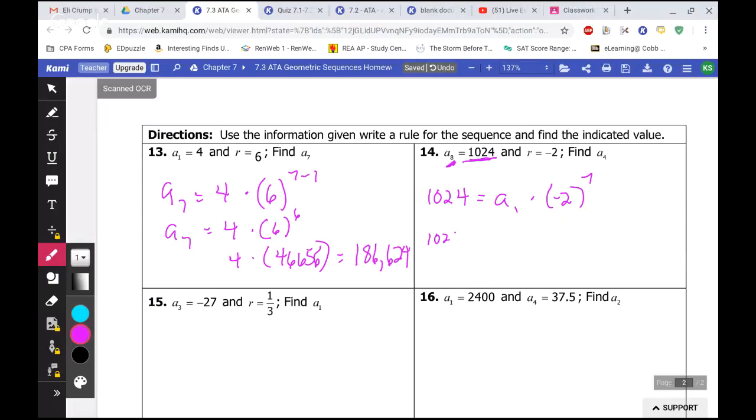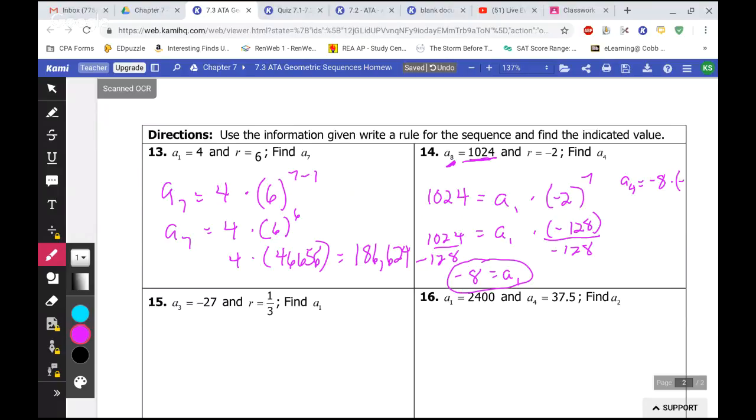So now we got 1,024 equals a to the first times, and then negative 2 raised to the 7th power is negative 128. So I'm going to divide both sides by negative 128. And so it's negative 8 equals a to the first. So now, if I'm looking for a to the 4th, I'm going to plug in that negative 8, which now we know is the value of that first term, right?